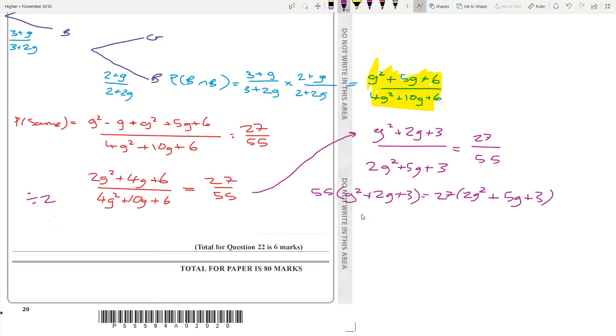Let's expand both sides, so we're going to get 55g squared add 110g add 165 equals, expand this side here, 54g squared add, and 27 times 5g, 135g, add 27 times 3 is 81. Just about make it fit there.